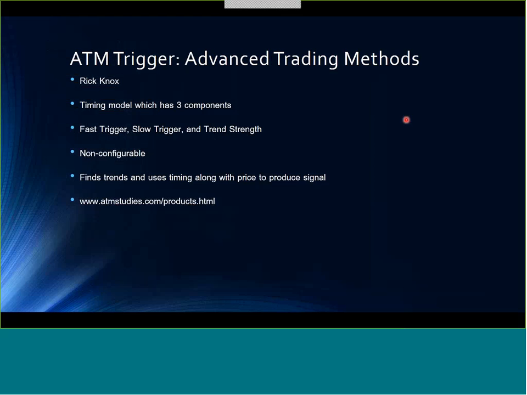Last but not least, what I wanted to talk about today, I don't want to waste too much time, the ATM Trigger, developed by Rick Knox. It has 3 different timing models in one indicator. It's composed of the fast trigger, the slow trigger, and what's called the trend strength bar. It is non-configurable, so it's not like RSI or MACD. You can't change the numbers. It calibrates itself to price activity. It looks for trends and uses timing along with price to produce buy and sell signals or give you indications of trend. It's available on CQG, and you can also find it on atmstudies.com.